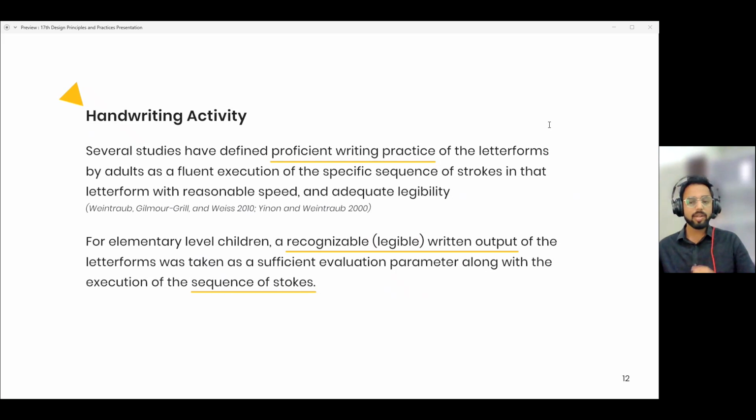Since we are dealing with elementary level children who generally practice writing only singular letters or words and are not very experienced in writing complete sentences or paragraphs, and their cognitive and visual motor skills also remain at a developing stage, it was difficult to evaluate and compare their speed of writing and legibility of the written material. Hence, alternatively, a recognizable written output of the letter forms was taken as a sufficient evaluation parameter along with the execution of the sequence of strokes, and the writing speed was not taken into consideration.